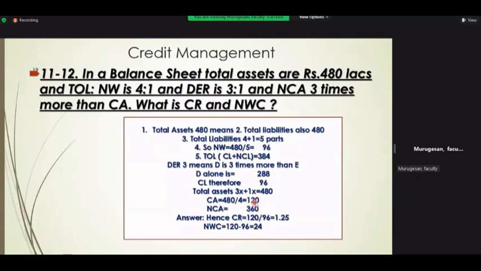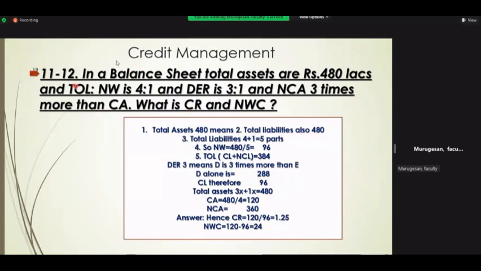So current ratio will be 120 divided by 96, that will become 1.25. NWC will be 120 minus 96, which is 24. All answers you can get. What is CR? What is NWC?